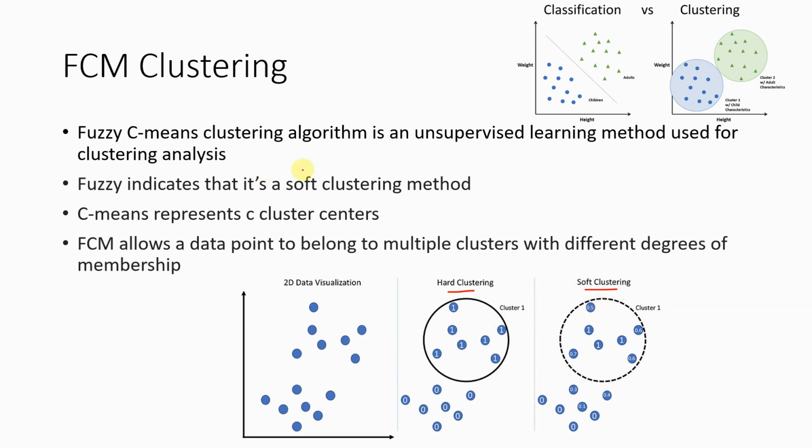The Fuzzy C means clustering algorithm comes under the category of unsupervised learning, where in FCM, F represents fuzzy. So fuzzy indicates it is a soft clustering mechanism where each data point belongs to more than one cluster. C represents the number of clusters, and M represents mean. The cluster center is calculated based on the mean value of the data points available inside the cluster. So FCM allows a data point to belong to multiple clusters with different degrees of membership.